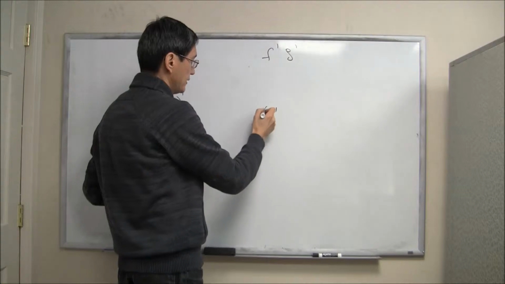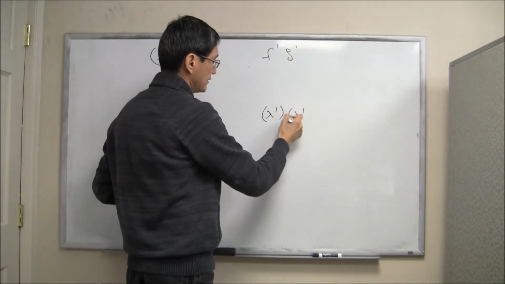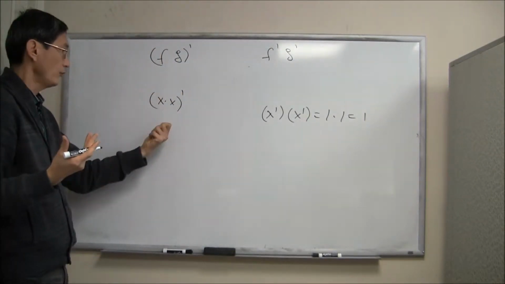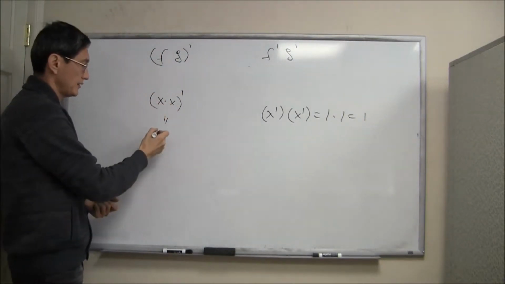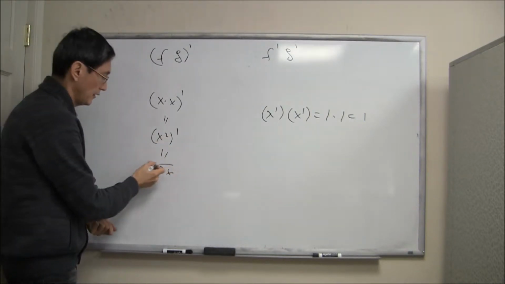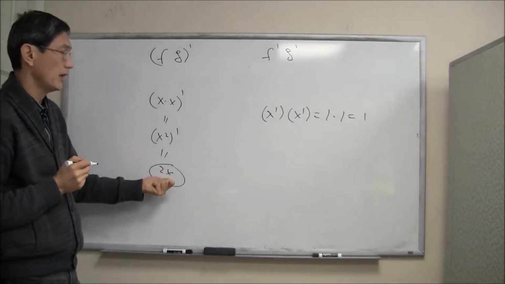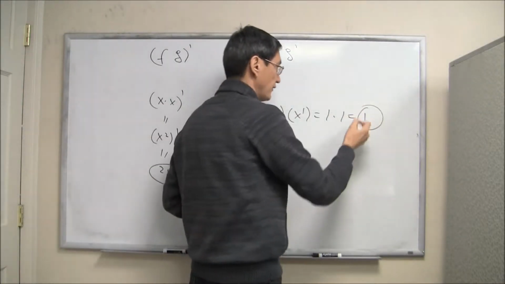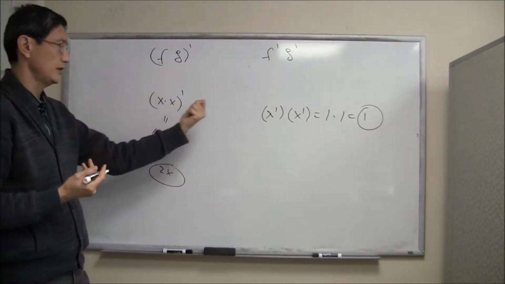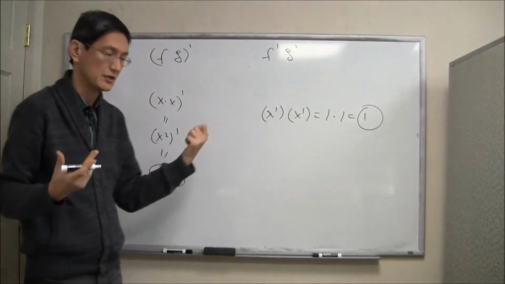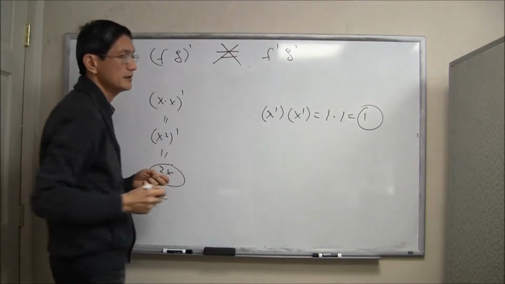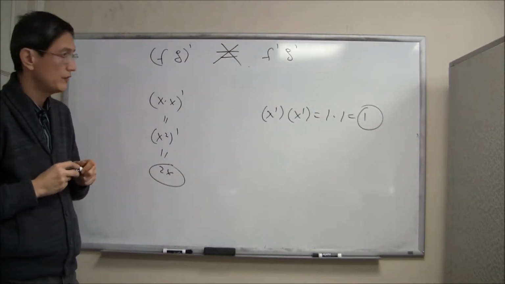If I take the derivative of x and multiply it by the derivative of x, I will have 1 times 1, which is 1. On the other side, x times x is x squared. The derivative of x squared is 2x. So my answer should be 2x, which is definitely not 1. So what I conclude from here is the derivative of a product is not equal to the product of derivatives, because 2x is not equal to 1. So that is not the case, and please do not make this type of mistake.